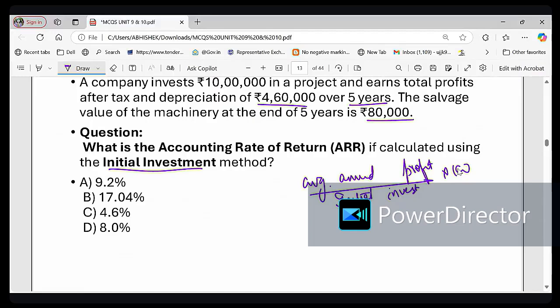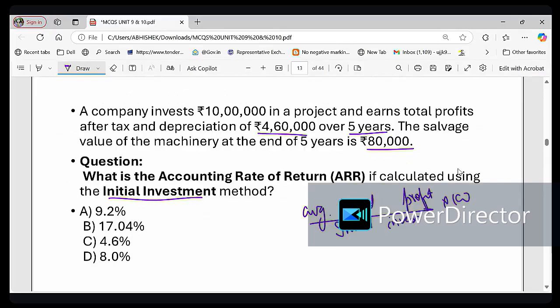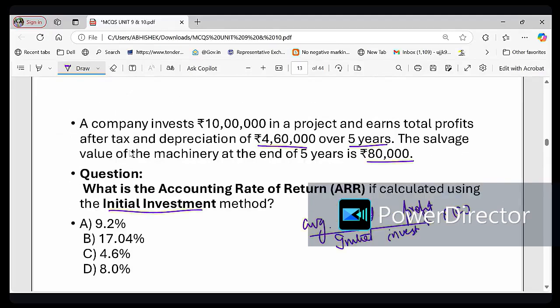What is important to note is that this method does not consider things like the time value of money or the salvage value of machinery. Now let's calculate the average annual profit. The total profit after tax and depreciation is given as 4,60,000 over 5 years. So the average annual profit is 4,60,000 divided by 5, because this is our total of 5 years.